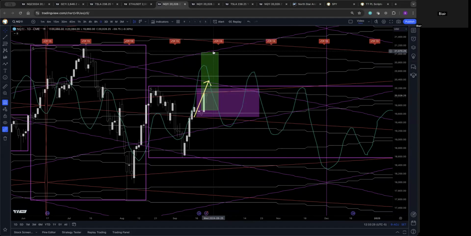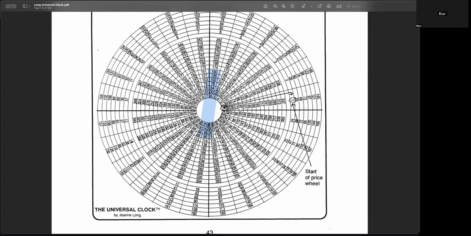But first, what I want to do is talk about a major new feature that I delivered yesterday. It's called the Wheel of 24. So the first thing I want to do is explain a little bit what this thing is in case you're unfamiliar. And it's based on what I learned from Jeanne Long's book called The Universal Clock.